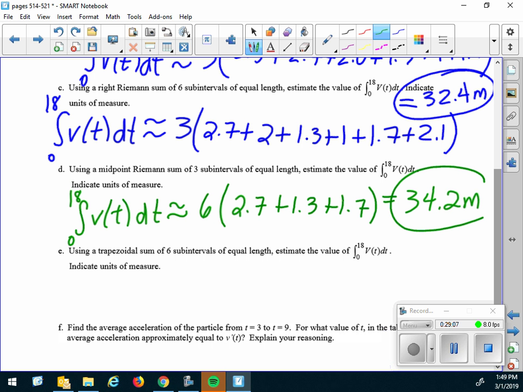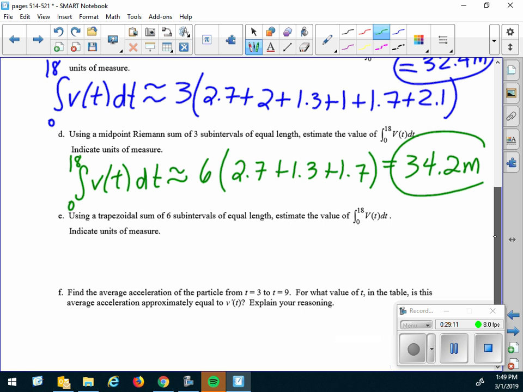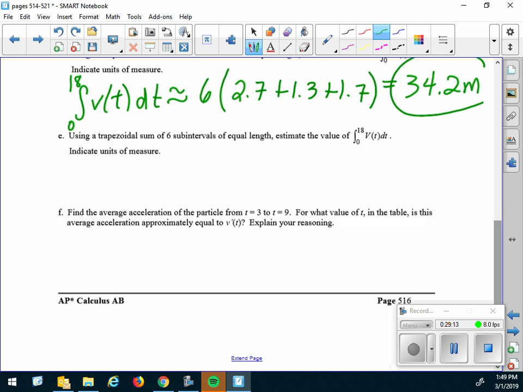We have a released AP question on the next page that I really want to get to, and that's our last thing. But please look at F. Let's do F.